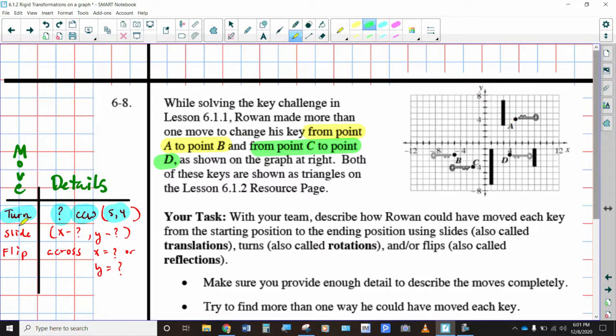You could also have a slide, which we sometimes call a translation, where you're moving it left and right or up or down. And so the number of units that it moves left or right would be measured against the X line, and the number of units that it moves up or down would be measured on the Y line. And if it goes up, these are pluses, or that's a plus. If it goes to the right, that's a plus. If it goes to the left, that's a minus. If it goes down on the Y line, it's a minus.